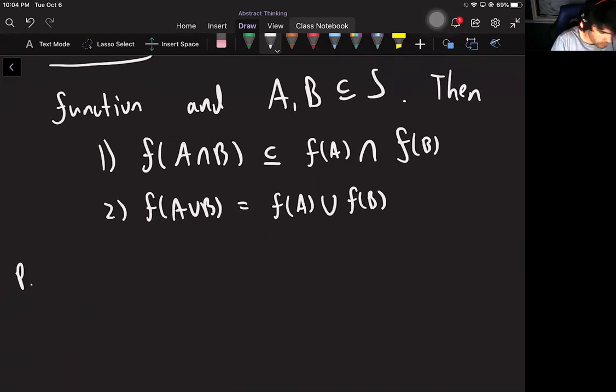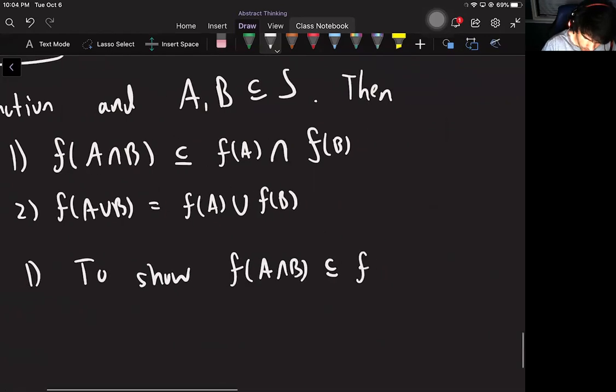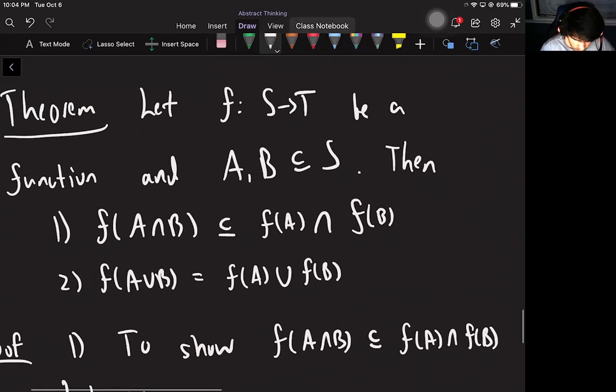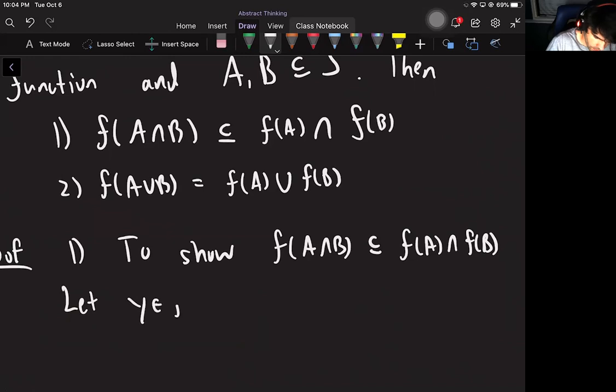Okay, so let's prove this result. The first one is the weirder one. It looks very complicated, but it's just a subset proof. So to show that this guy is a subset of this guy, because it's a subset proof, I have to let something be, I'm going to call it Y, because it's in the codomain and people like to use Y for the codomain. You don't have to do that, but I'm going to. Let Y be in this subset.